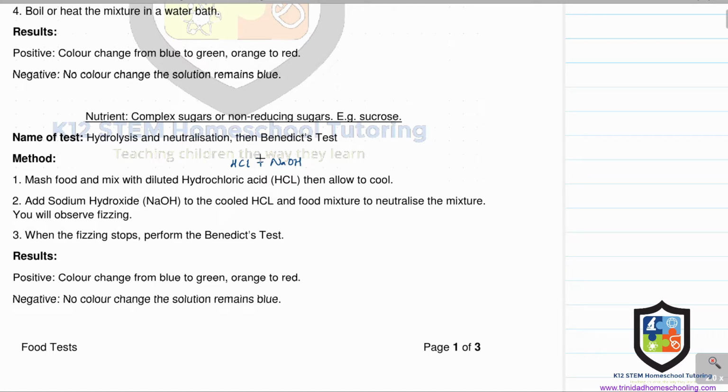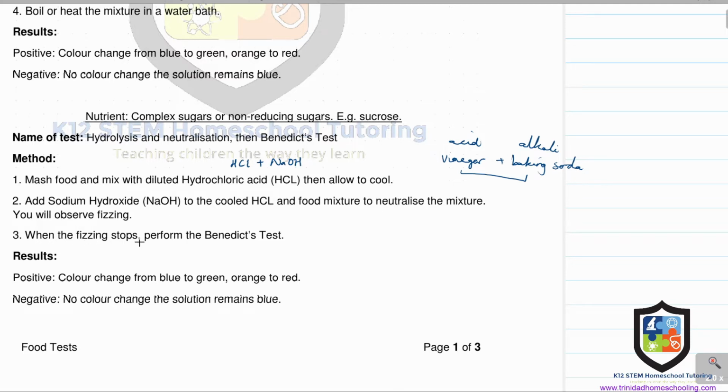Alright, a simpler test for neutralization you could do in your own kitchen is you could take vinegar and baking soda, okay? And you would see fizzing happening between the baking soda and the vinegar, because the vinegar is an acid and the baking soda is an alkali. So this reaction will cause fizzing. So that's a simple test you could do in your kitchen to show neutralization.